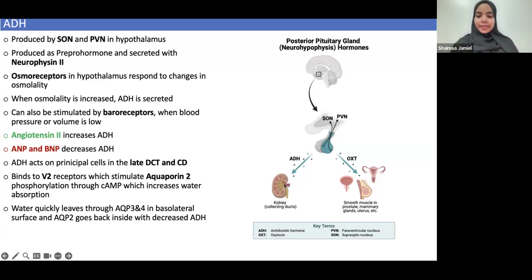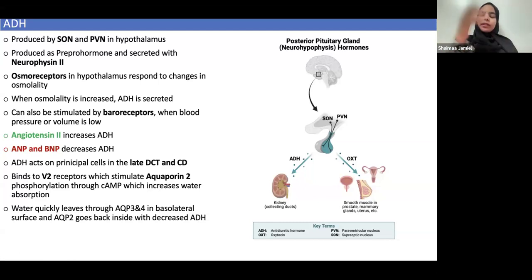And then ADH basically acts on mainly the collecting ducts, but also the late distal convoluted tubule in the kidney. And it binds to V2 receptors, which are going to stimulate the phosphorylation of aquaporin number 2. This phosphorylation is going to make the aquaporins go into the cell membrane, and then water can go through and be absorbed into the cell.